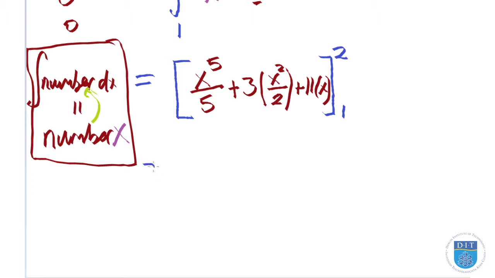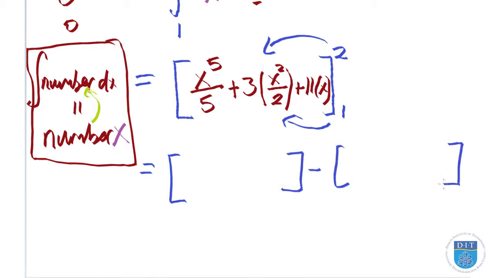Okay, so what I do now is I say, well, I need to sub 2 into all of that and take off what I get when I sub 1 into all of that. But I need to be careful with all these plus and minuses and all these values. So what I'll do is I'll put the answer to what I get when I sub 2 into it there, and take off the answer I get when I sub in 1 into it over there.